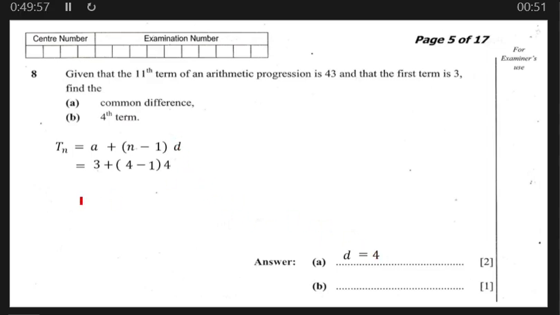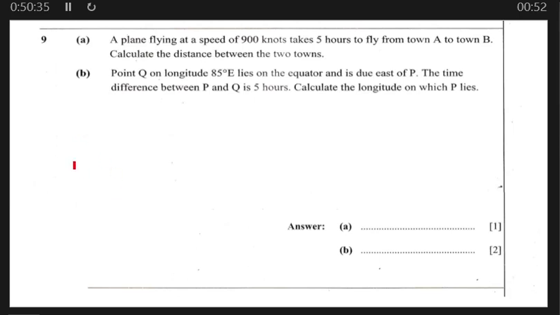The common difference we have already known, it is D, which is 4. So what we are going to do here is say 3 plus, then 4 minus 1, which is 3. 3 times 4, 12. All right? So 3 plus 3 times 4, 12. Then the fourth term is going to be 3 plus 12, which will be 15. So it is 15.